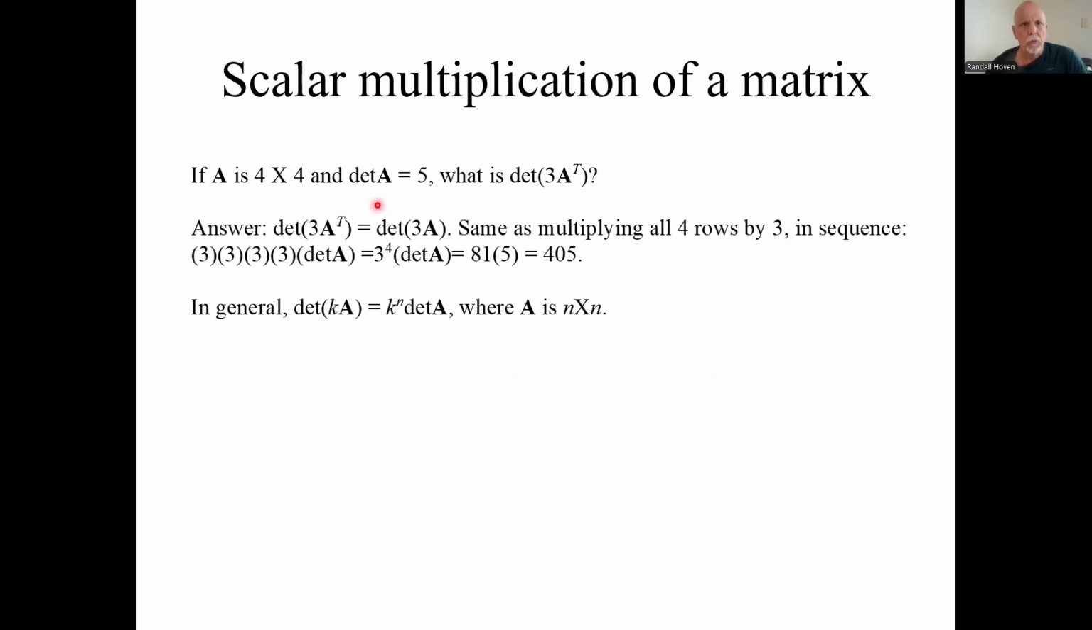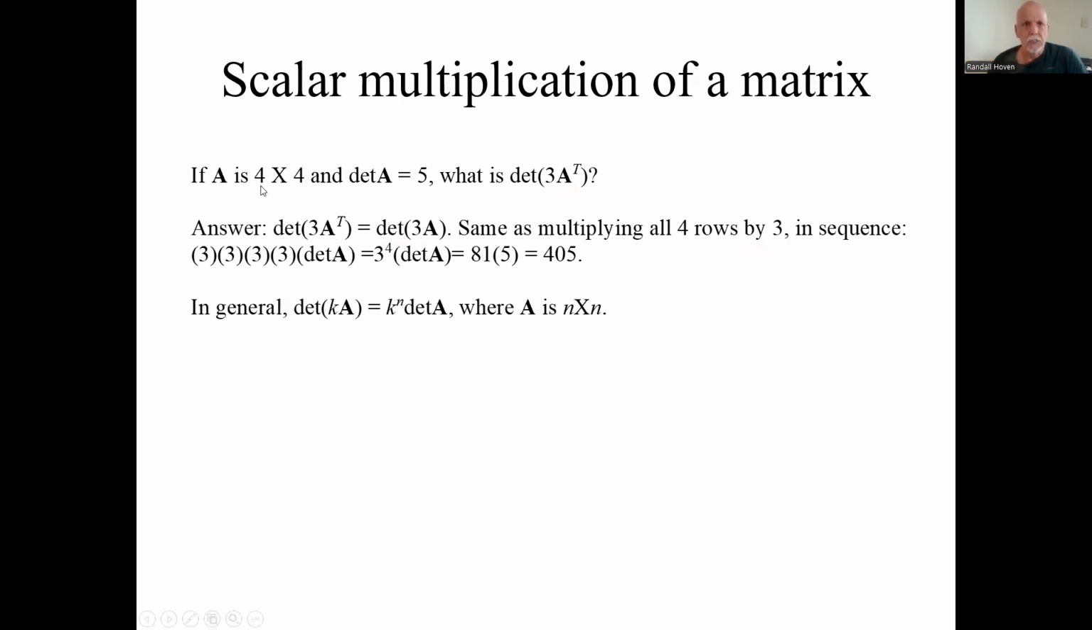Say A is 4 by 4, and you know the determinant of A is the number 5. What's the determinant of this guy, 3 times A transpose? Well, the transpose part doesn't matter because the determinant of a transpose is the same. So that part is the same. When you multiply a whole matrix by a number, you're multiplying each and every row of that matrix by a number. And every time you multiply a row by a number, you multiply the determinant by it.